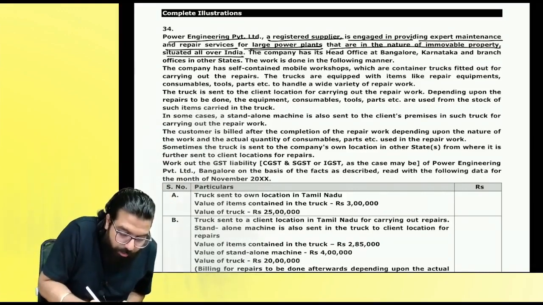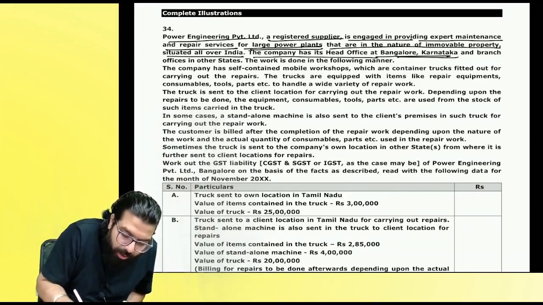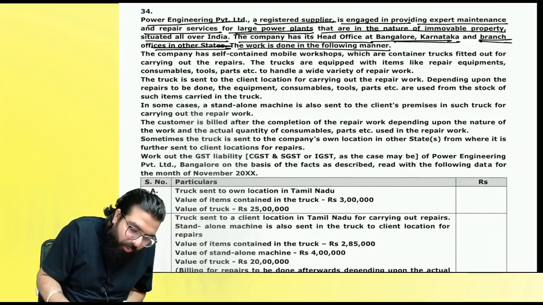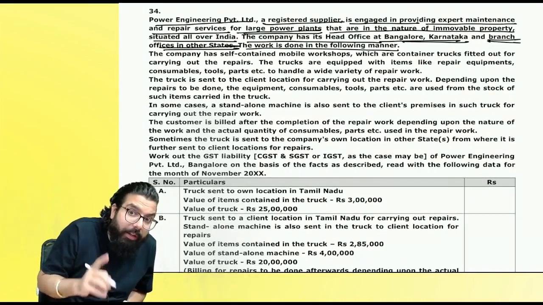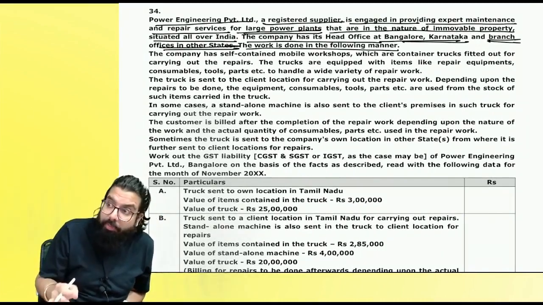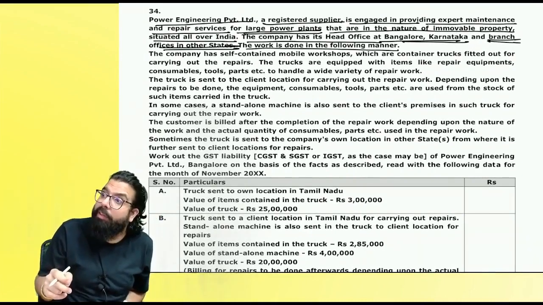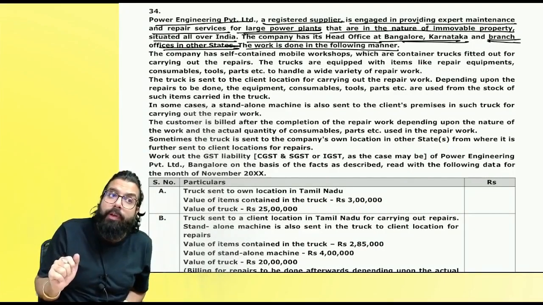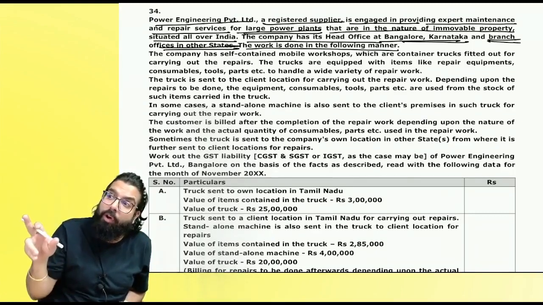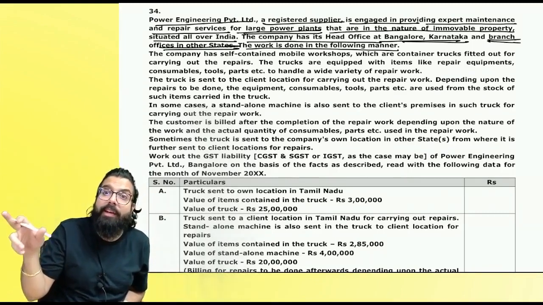Situated all over India. The company has its head office in Bangalore and a branch office in another state. The work is done in the following manner. Baba, always remember one thing: the bigger a question looks, the easier it is. The smaller a question is, the more difficult it is. Why is a bigger question easier? Just imagine you went home, your papa asked, "Where did you go?" and you started the story from morning. Where did you go? How did you go? Everything. Your chances of getting caught are more. It's easier to crack that.